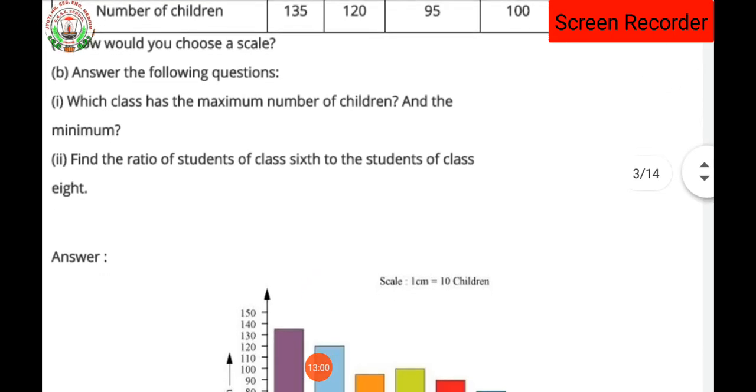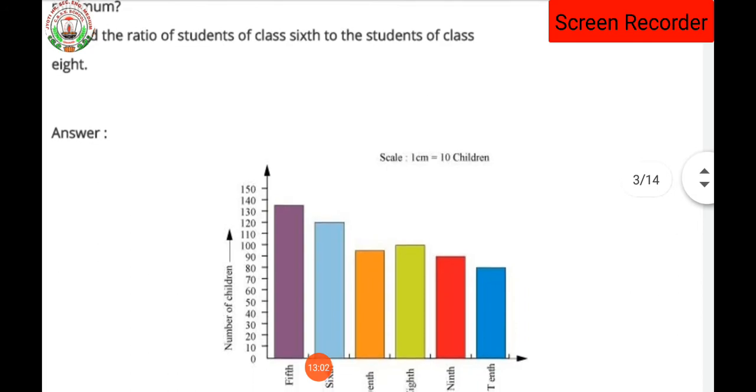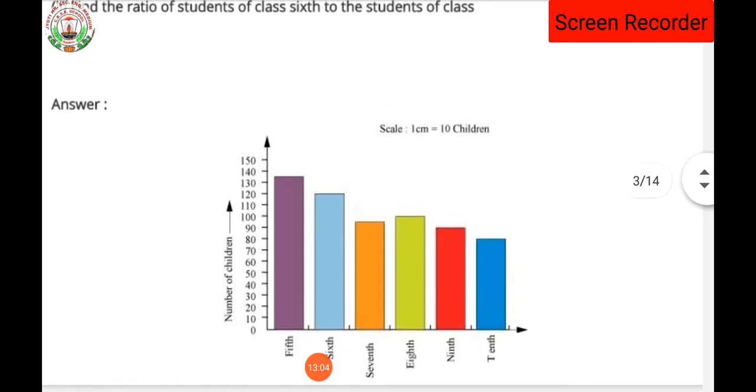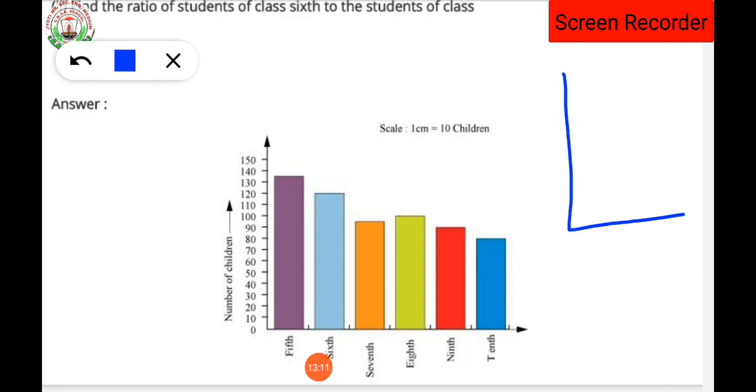Now look at the answer. Since first it is asked to draw the graph, here we are going to see how to draw the graph. Take a graph paper, draw the x-axis and y-axis. This will be the x-axis, this will be the y-axis. The unit you can take according to your own wish. Don't take 100 students as 1 centimeter. 1 centimeter can be taken as 10 children, 20 children, or 25 children. It depends on you. You can choose the scale on your own.